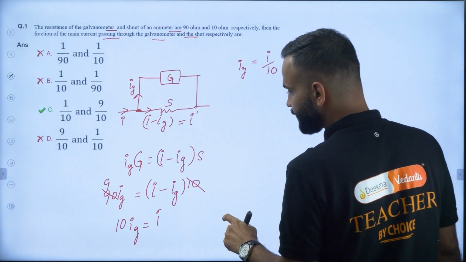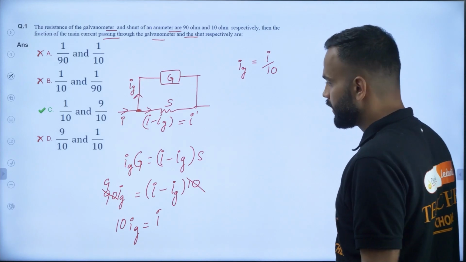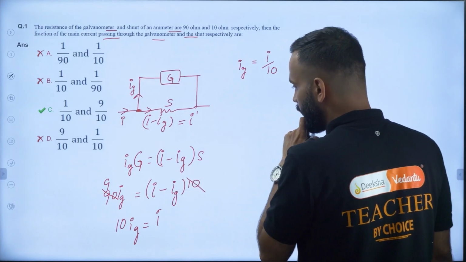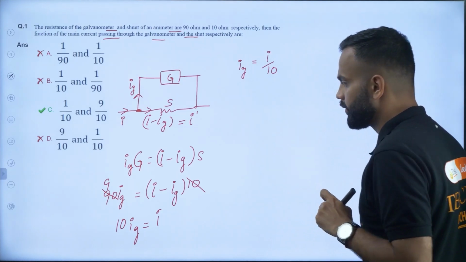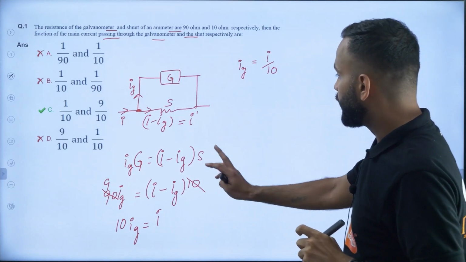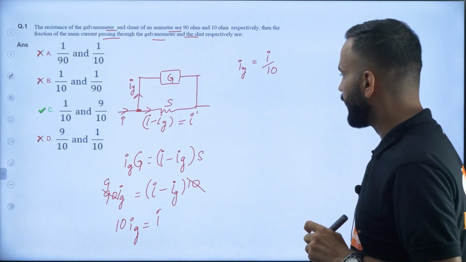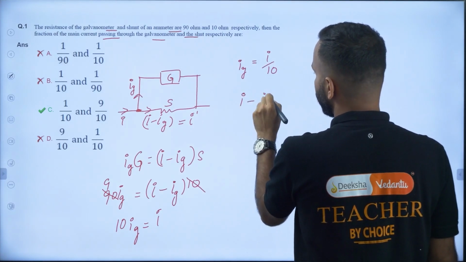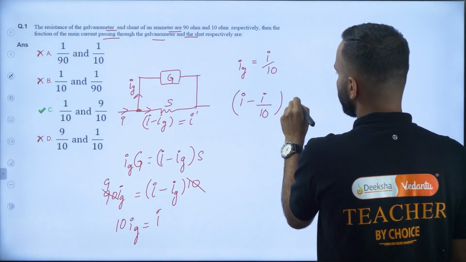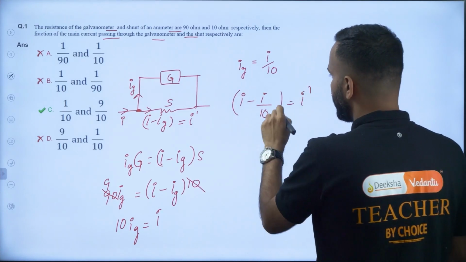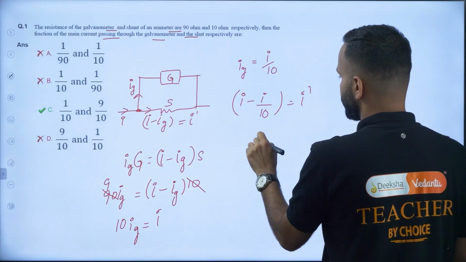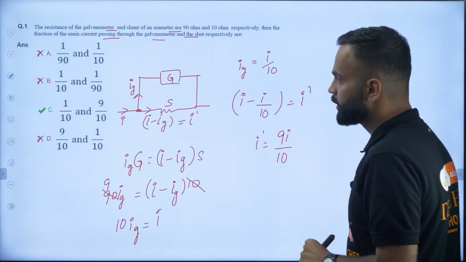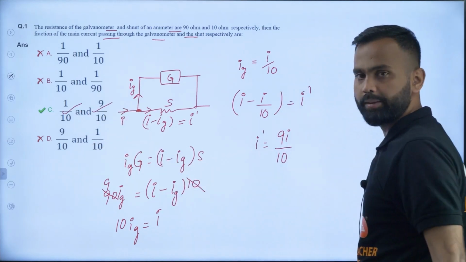Here I is 10 Ig, isn't it? So now we need to find I dash. So I minus Ig, that is I by 10, is equal to I dash, right? So I minus I by 10 is 9I by 10. So I dash is equal to 9I by 10, right? So the correct option is C, 1 by 10 and 9 by 10.